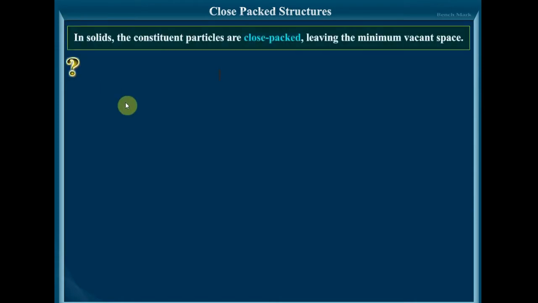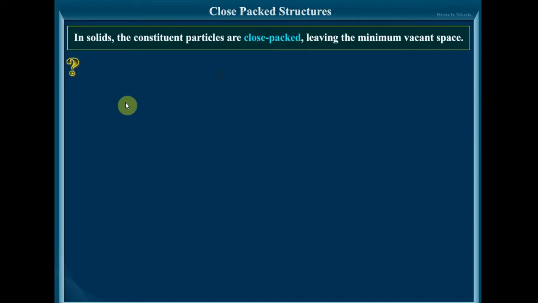In this part, we'll be discussing closed packed structures. In the formation of crystals, the constituent particles in the solids try to pack as closely as possible so as to attain a state of maximum possible density and stability.